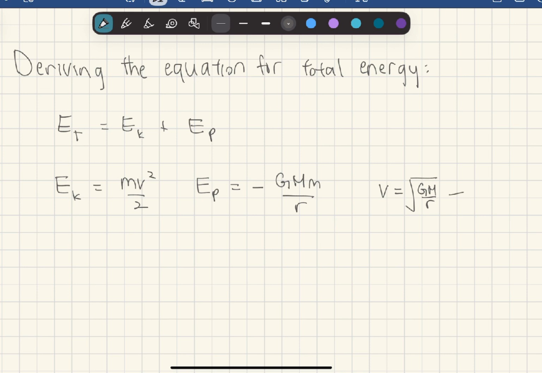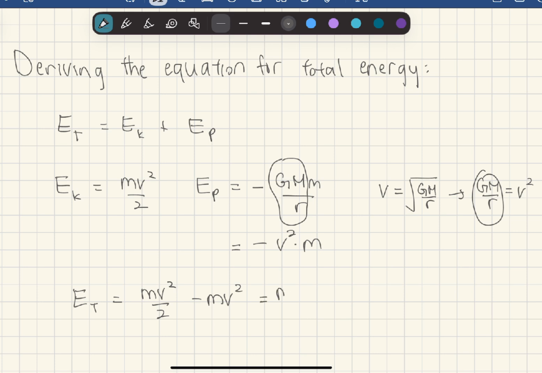So this equation is really important. It keeps coming up. We also know that GM over r is equal to v squared, and you might recognize that this part is the same as this part. So now we also know that EP is equal to negative v squared times m. It's basically a part of the kinetic energy equation. So now it's easy to add them up to get the total energy. This equation can be used to find the total energy that an object has while it's in orbit. But it's important to remember that this is for the energy that it possesses while in orbit and not the amount of energy needed to get it to orbit in the first place.